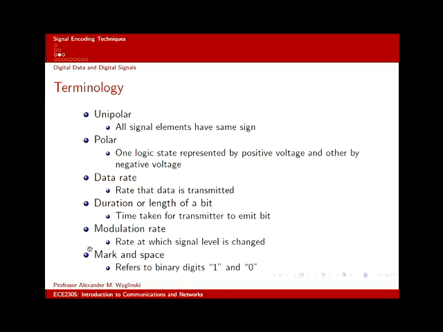Finally, there's something called mark and space, and that refers to the binary digits ones and zeros. You might wonder where the heck mark and space comes from. It comes from a technology from the 19th century where you have a little ticker tape machine, a predecessor to our internet and such. You have telegraphs, and messages are sent across the telegraph lines and received by a machine that constantly spews out a thin strip of paper, and it punches a hole when it's a one, and doesn't punch a hole when it's a zero. So that's the space, and a mark is that hole.